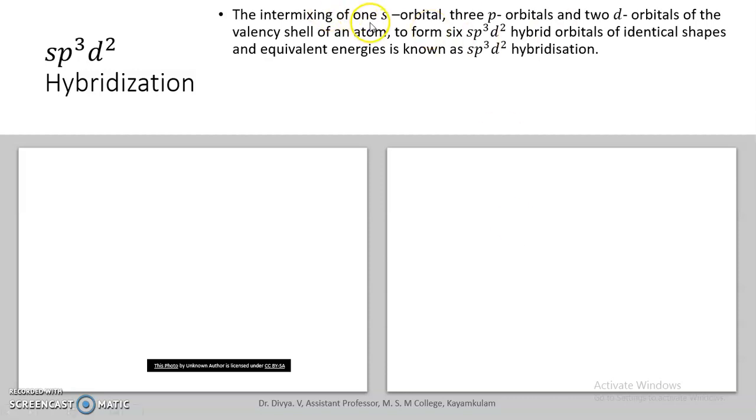Here, the intermixing of one s orbital, 3 p orbitals and 2 d orbitals of the valence shell of an atom forms 6 sp3d2 hybrid orbitals of identical shape and of equivalent energies. They have regular octahedron geometry, making an angle of 90 degrees with each other. There is no difference between equatorial bonds and axial bonds.